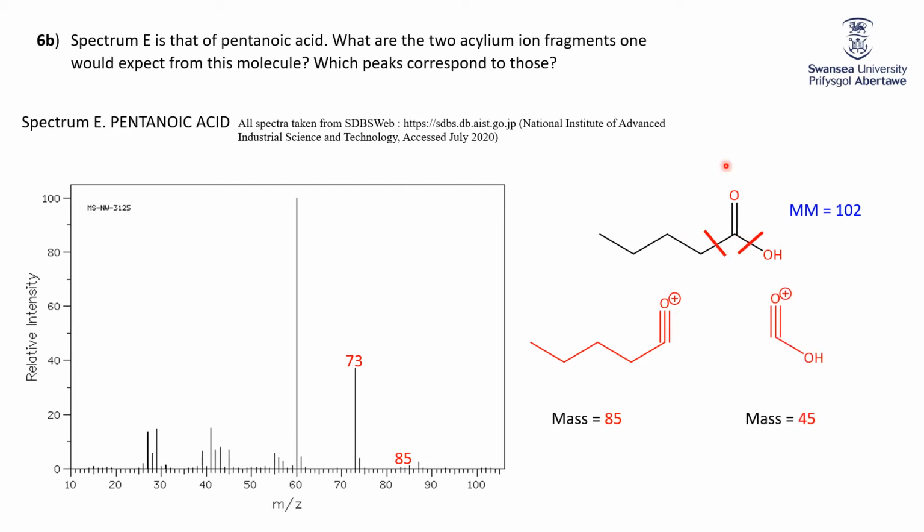Break that, then we've got this fragment left over, a very common fragment for a carboxylic acid, a mass of 45, because you've got two oxygens at 32, a hydrogen 33, plus a carbon takes it up to 45. Where are those? Well, there's the 45 and there's the 85. Present, not huge, but definitely present.